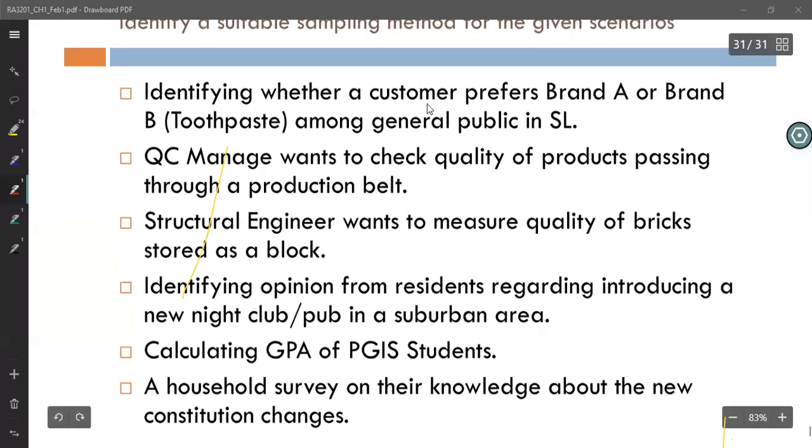So the first one: identify whether the customer prefers brand A or B among the general public of Sri Lanka. Now this is a very, very huge population. So you may have to go for a combination. If you want to cover the general public, at least you have to look at it geographically, maybe by districts. And within each district, if you want to ask whether they prefer brand A or brand B, the best place is to go to a supermarket, right? Where they buy.